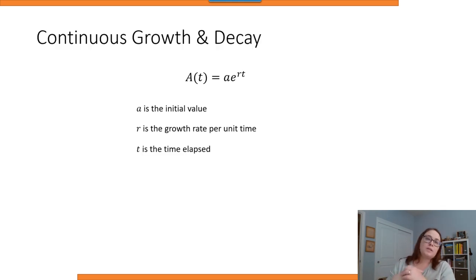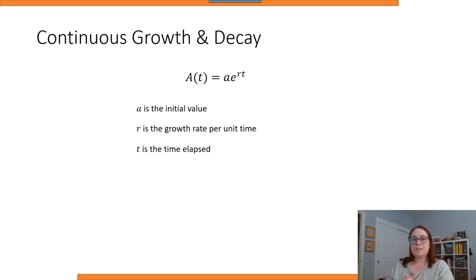Another application of exponential functions is continuous growth and decay. So this is pretty much the same formula that we started with, a general exponential, but we've got a couple of extra variables, and each variable has a very specific meaning here. So A of t is equal to A times e to the RT. So A is the initial value again. R is what we call the growth rate. And if it's growing, R will be positive. If it's decaying or decreasing, it would be a negative value.